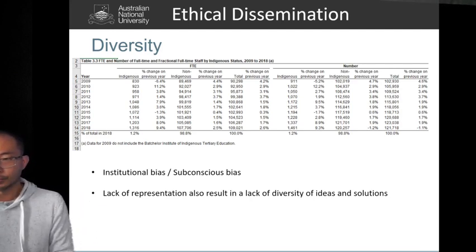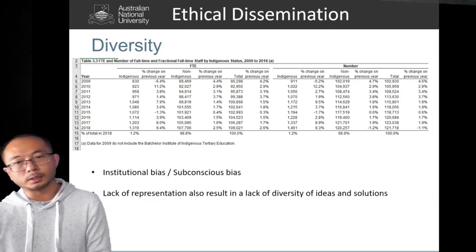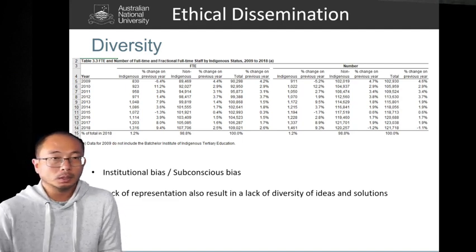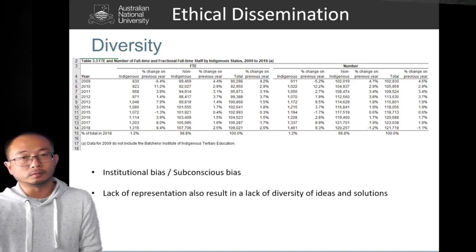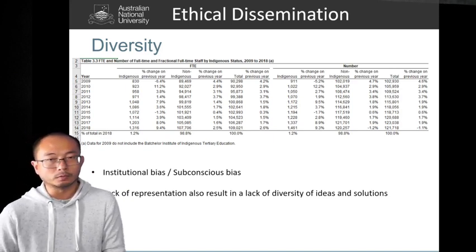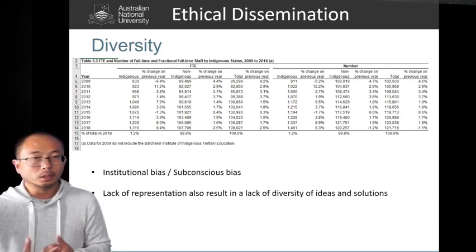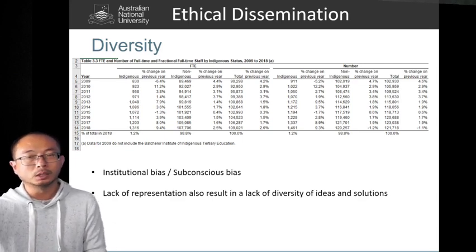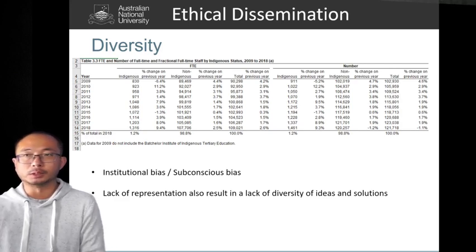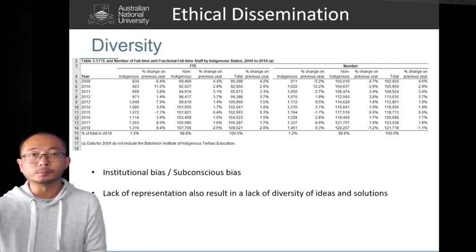A lack of representation is not just unjust and unfair; if you want to think about it in a utilitarian way, it also results in a real lack of diversity of ideas and of solutions. Without diversity of representation, there's a very narrow range of life experiences and cultural experiences, and it makes our institutions and academia all the much poorer for it.